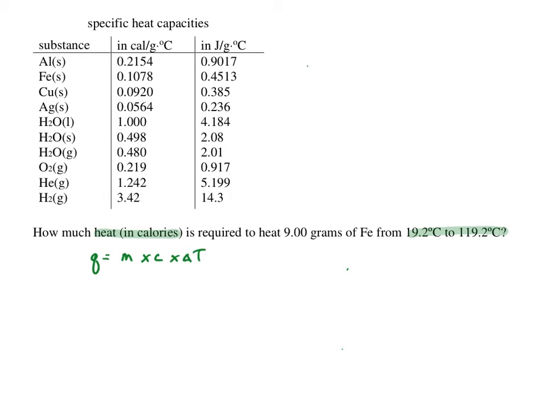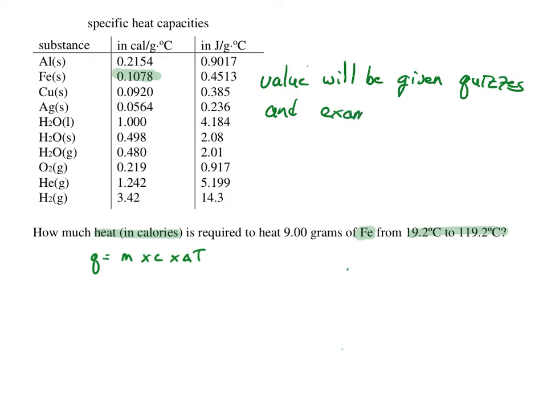So we will need the specific heat capacity of iron, and more specifically, we'll need the heat capacity of iron given in calories, which is this value here. And remember that these values will be given on quizzes and exams. Okay, no need to memorize. All right, now we have our value for the specific heat capacity.